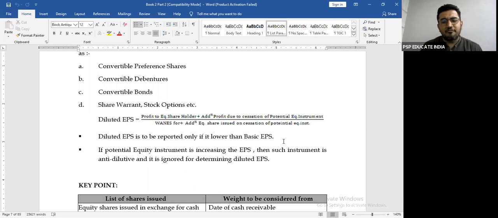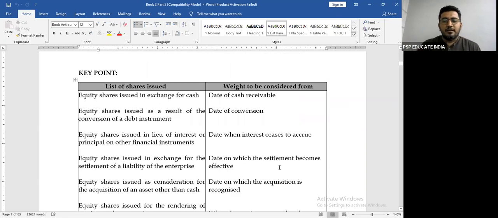Right? Look at what they have explained. Diluted EPS is to be reported only when it is lower than basic EPS, and if potential equity instrument is increasing the EPS, then such instrument is known as anti-dilutive, and it is to be ignored for determining the diluted EPS. Are you getting it?